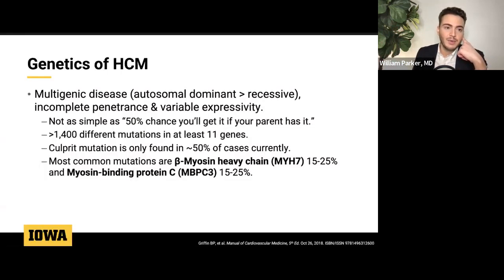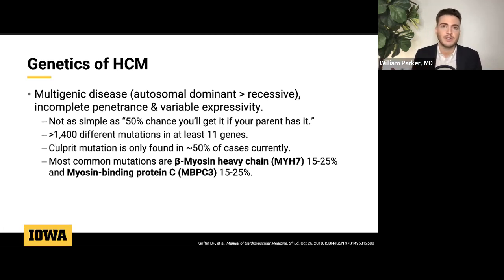So, talking about genetics of hypertrophic cardiomyopathy, again, I think there's maybe a misconception that it is only an autosomal dominant disease, and there's a 50% chance that if your parent has it, you'll get it. The reality is it's a multigenic disease. The majority of cases are autosomal dominant. There are also some recessive mutations. It has incomplete penetrance, and it has variable expressivity.